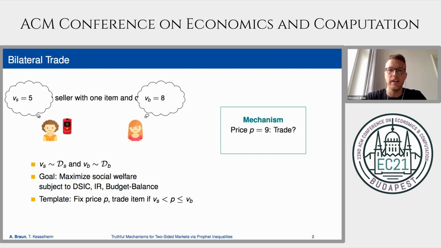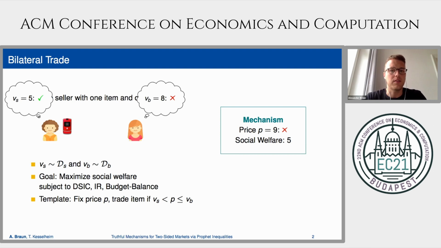But on the other hand, the buyer just has a value of 8. And of course, the buyer will say, I have a value of 8, but I have to pay 9. So that's not beneficial for me. Hence, the buyer will reject the trade. So the seller agrees to the trade, the buyer disagrees, so no trade occurs. As a consequence, the item remains at the seller, and hence we have a resulting social welfare of 5, which is in this case just the value of the seller.